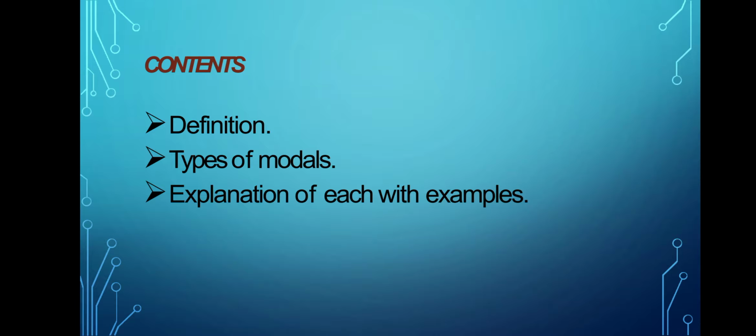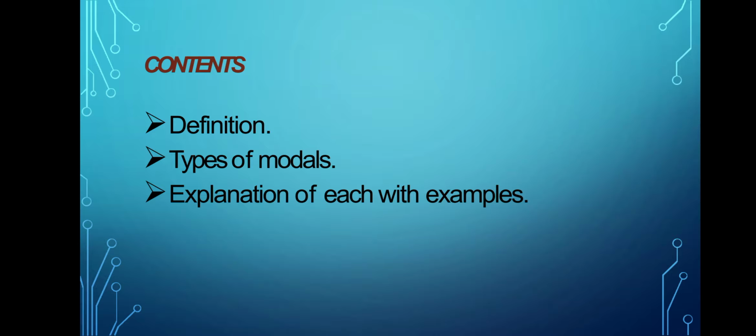Now coming back to auxiliary verbs, we know that we can classify auxiliary verbs into two types again. What are they? Primary auxiliaries and modal auxiliaries. Now what are the primary auxiliaries? They are the be verbs: be, is, am, are, was, were, been, being. Have verbs: have, has, had, having. And do verbs like do, does, did.